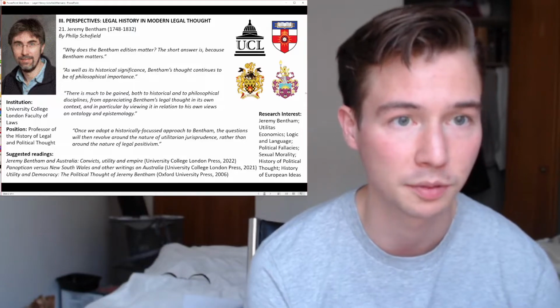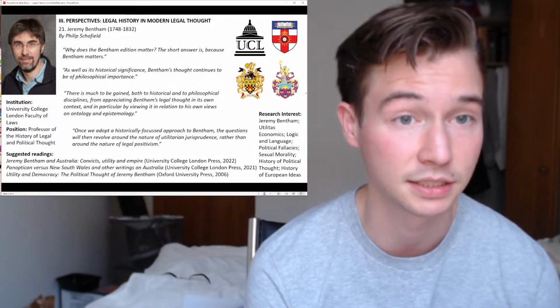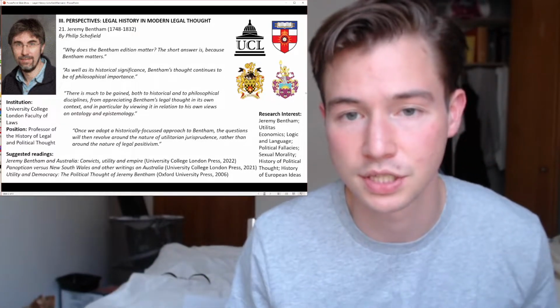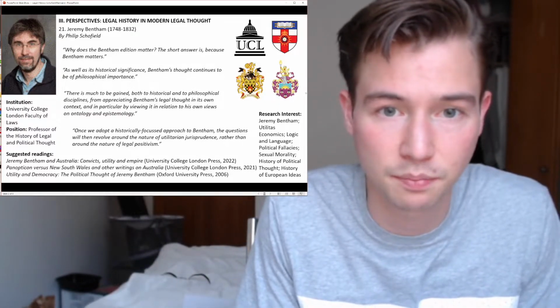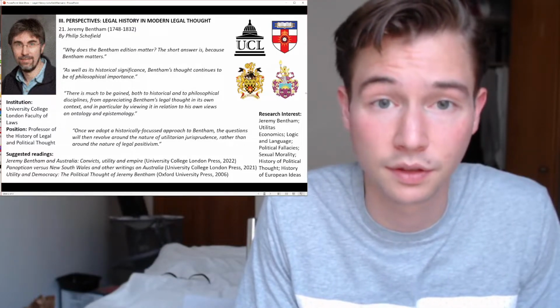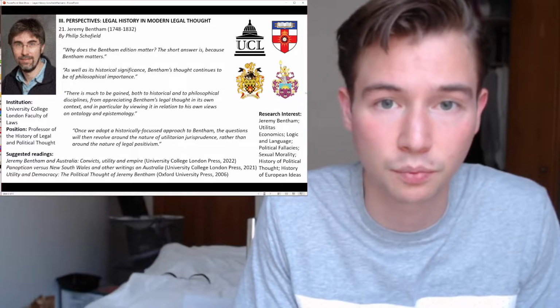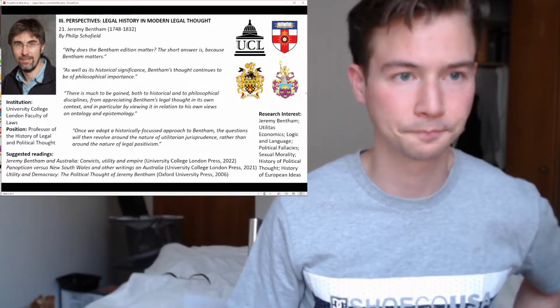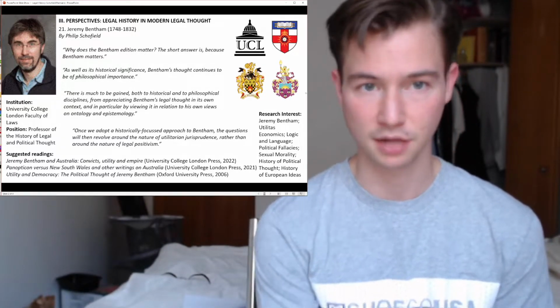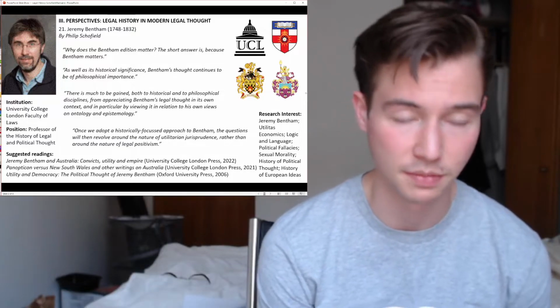Once again, his chapter is in section 3, Perspectives, Legal History in Modern Legal Thought. Chapter 21, Jeremy Bentham, 1748 to 1832. In terms of the logos, we have in the bottom right the University of Manchester, bottom left Manchester Polytechnic University, in the top right the University of London logo, and at the top the University College London logo. In terms of some quotes by Philip Schofield, not by Jeremy Bentham: Why does the Bentham edition matter? The short answer is because Bentham matters.